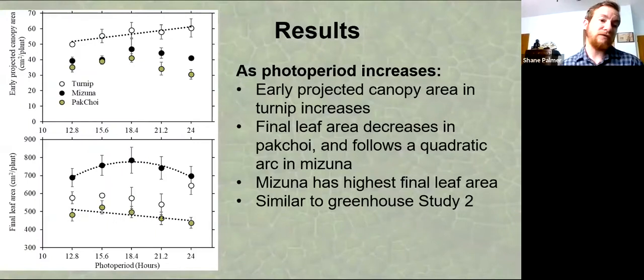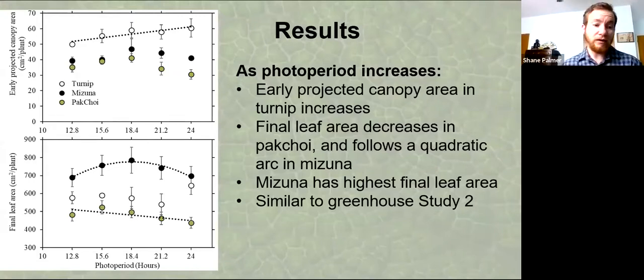So this is a graph of the early projected canopy area, which I explained before, as it responds to extending the photoperiod. We did see a significant increase in early projected canopy area in turnip with extending the photoperiod. But that did not translate into other changes in, say, leaf area or biomass. It just seemed to be this one parameter that changed.